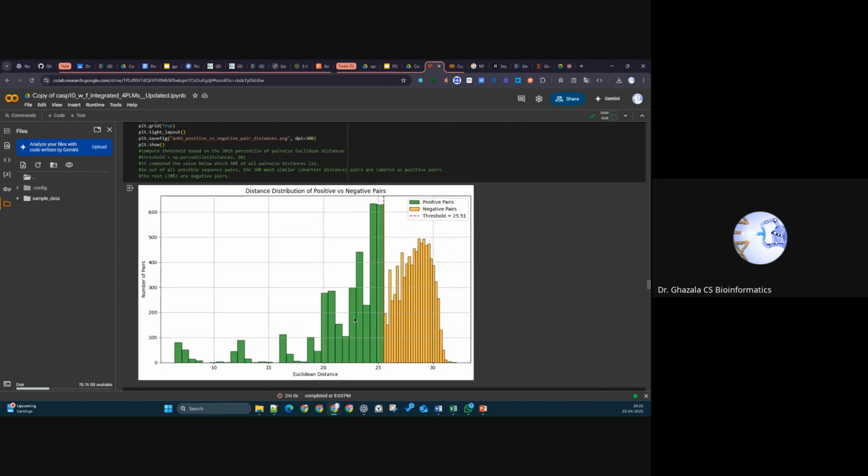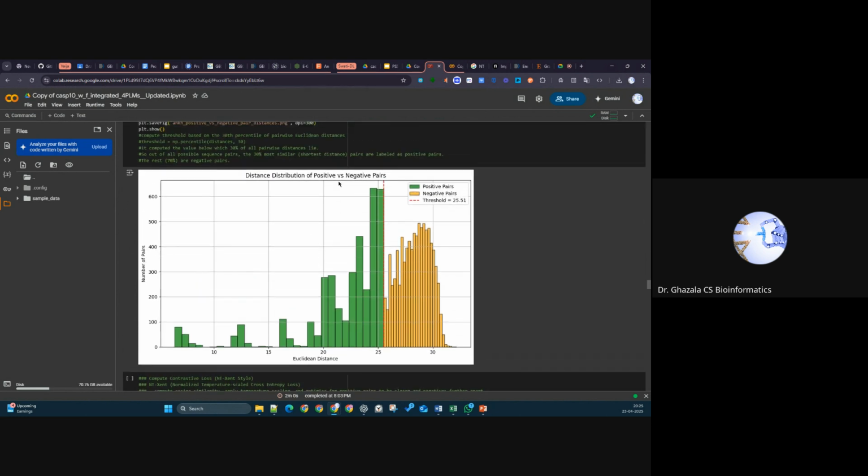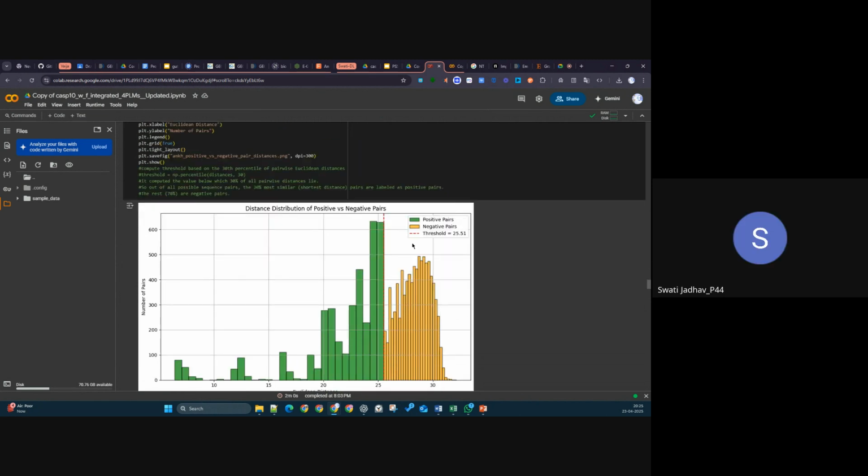than 21, which was in the earlier figure. So you see that the model, depending on the PLM, whatever we have chosen, this is for the ANT model. So whatever we have chosen, the variation is there, right?